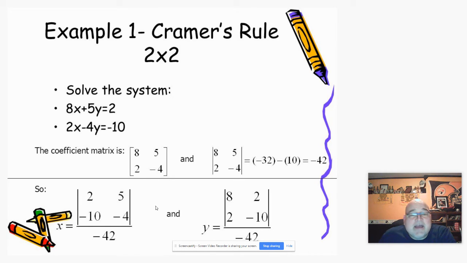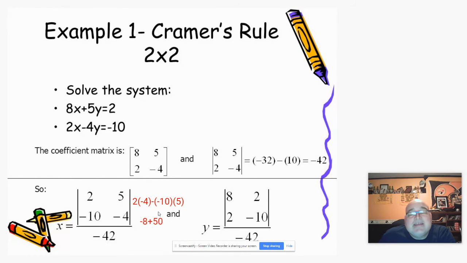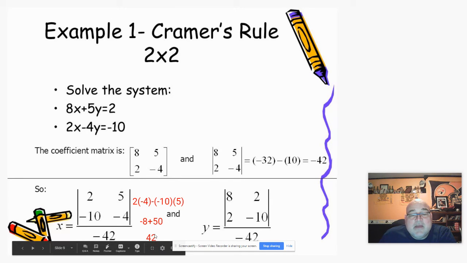Now, we want to find x, so we're going to replace the column of x's with the answers. So notice instead of 8 and 2, 2 and negative 10 are in their place. And then we find the determinant of the top matrix. 2 times negative 4 minus 10 times 5. That's negative 8 plus 50 because you have a negative negative. That becomes 42. We then divide it by the coefficient determinant, which was negative 42. And thus we'll get x equals negative 1.